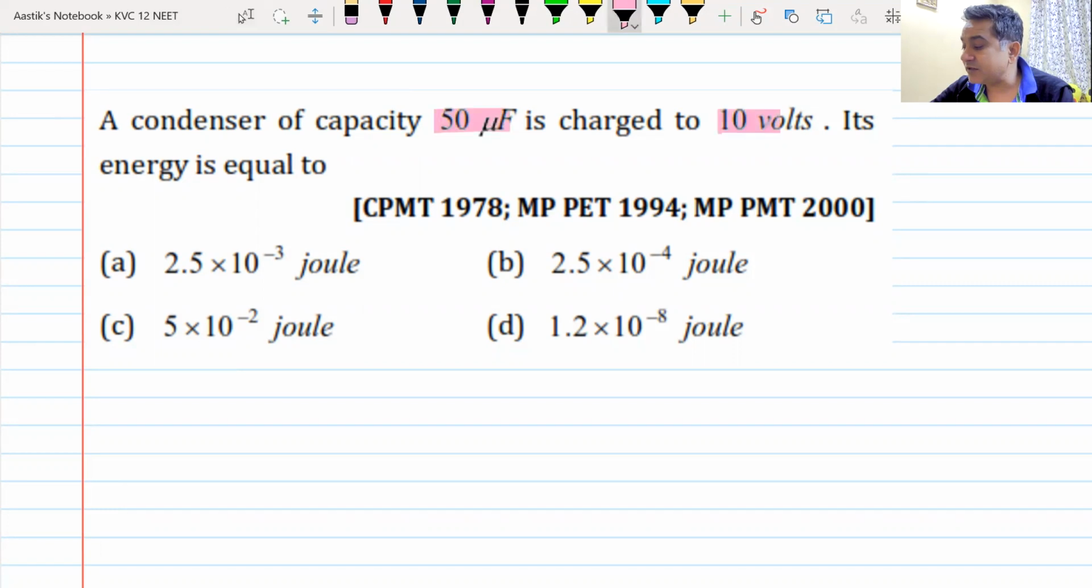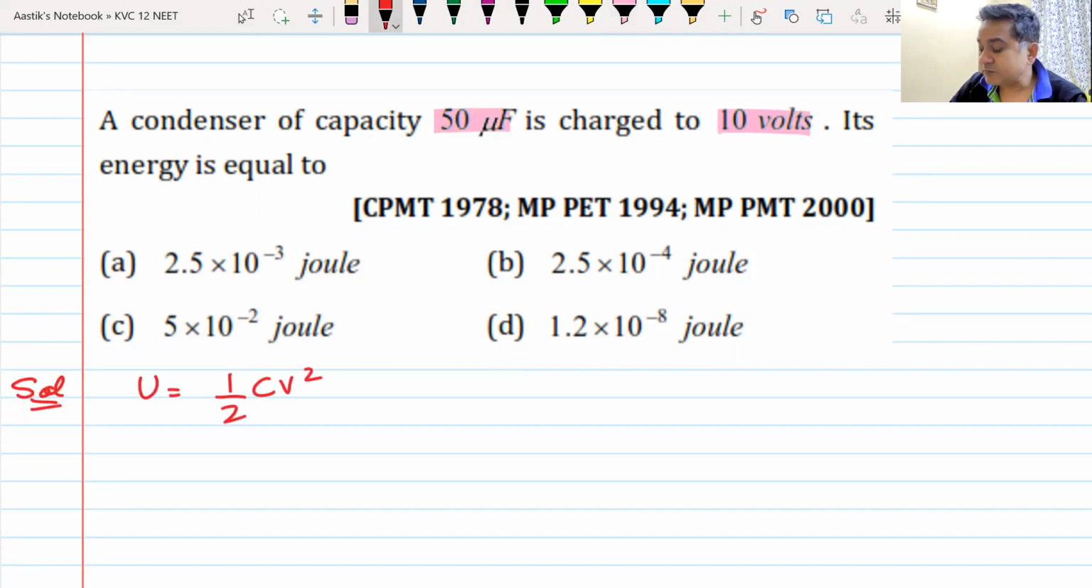Capacitance is given and voltage is given. How are you going to do this, bacha? Anyone knows this? Half CV square. Yes, energy is half CV square. I'll give you 1 more minute. Put the formula and get the answer, beta. So well done. That is the answer. Congratulations to everyone who got the answer. Option A, half C into V square is what you had to do.